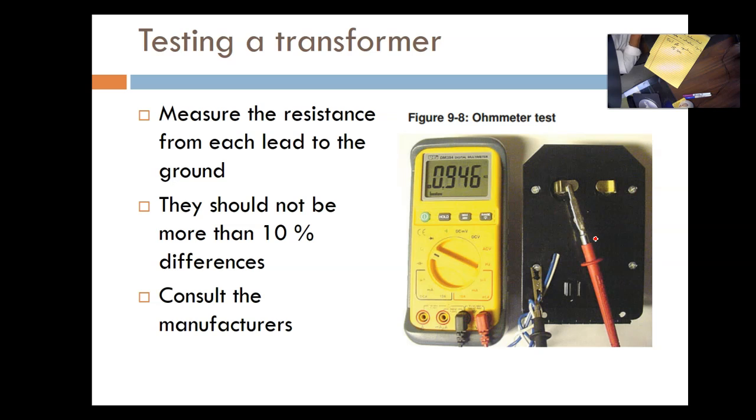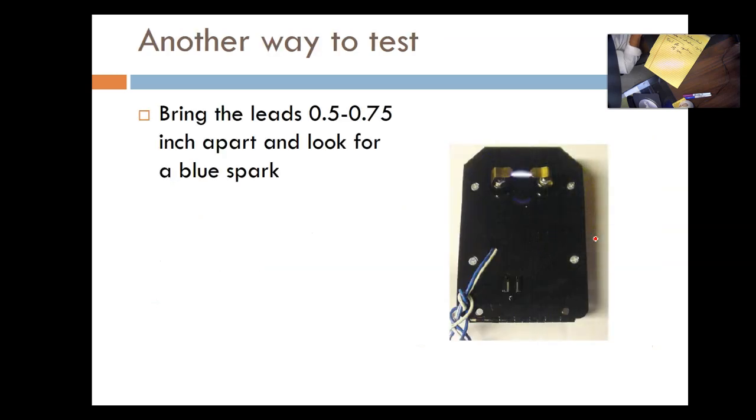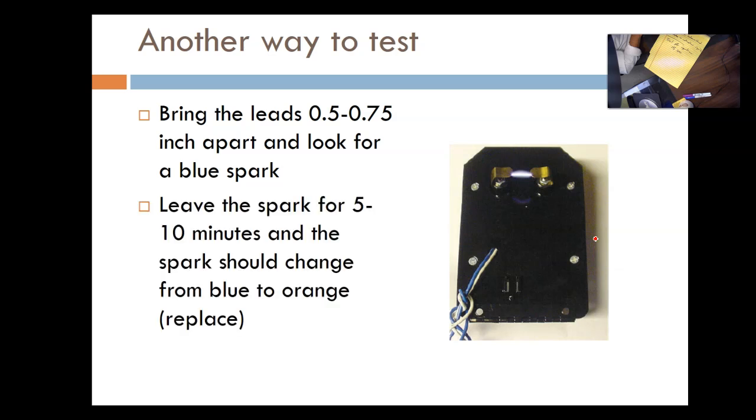Why are we testing a transformer over and over again? Because it's a very frustrating issue if you don't get the right voltage. You can hear the buzz, you can see the spark, but it's not hot enough, it's not strong enough to light up the fuel oil. Another way is watching for the spark and watching for the color. It's supposed to be blue. If it goes to orange, then it's not good.